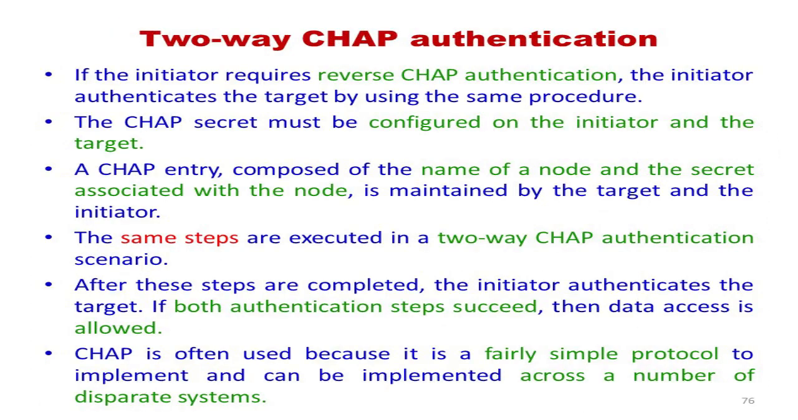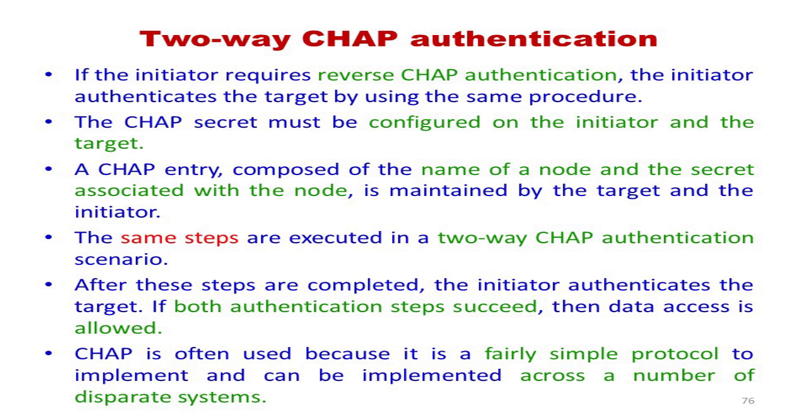Two-way CHAP authentication. If the initiator requires reverse CHAP authentication, the initiator authenticates the target by using the same procedure. The CHAP secret must be configured on the initiator and the target. The CHAP entry, composed of a node and the secret associated with the node, is maintained by the target and the initiator. The same steps are executed in a two-way CHAP authentication scenario. After these steps are completed, the initiator authenticates the target. If both authentication steps succeed, then data access is allowed.